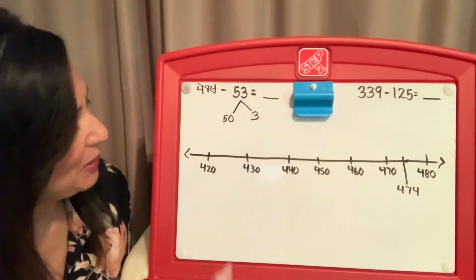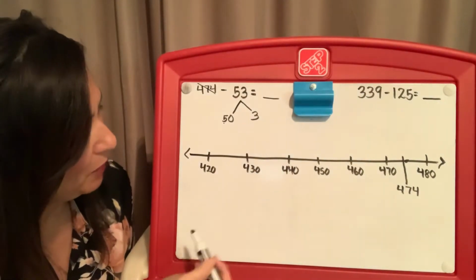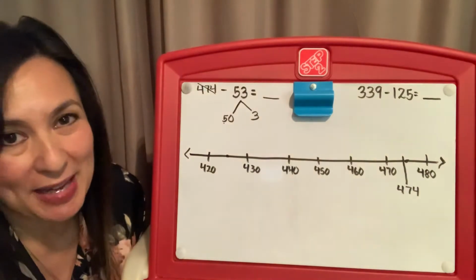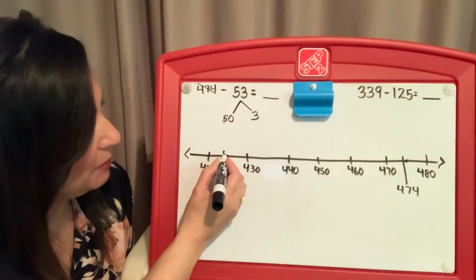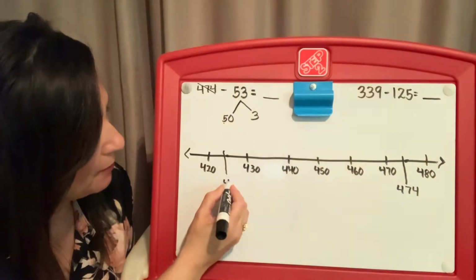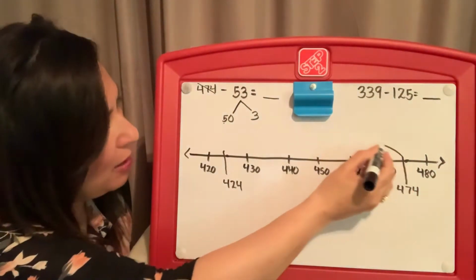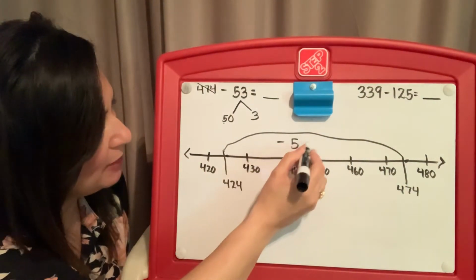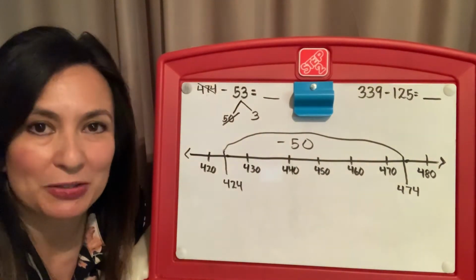424. Well, I know 424 is between 420 and the next 10, which is 430. What's this middle number? Say it. 425. So 424 must be about right here. I've positioned it. Now I'll draw my big jump and label it subtract 50. And I still have 3 more to jump back.